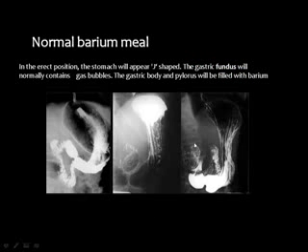And this is the normal series of barium meal. You can see the fundus filled with barium, the fundus filled with air, the pylorus is filled with barium, the pylorus is filled with air, and the examination is not finished unless you can see the duodenal cap and the duodenal loop as well.